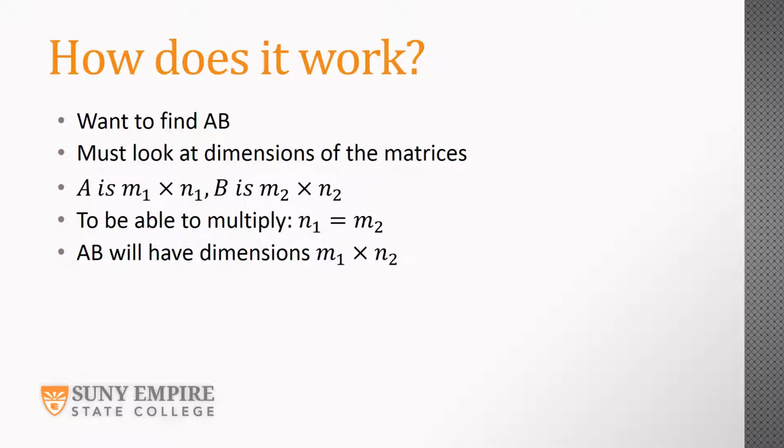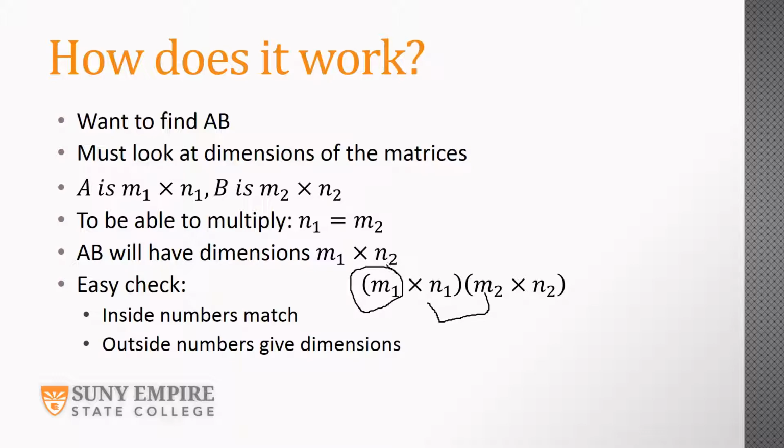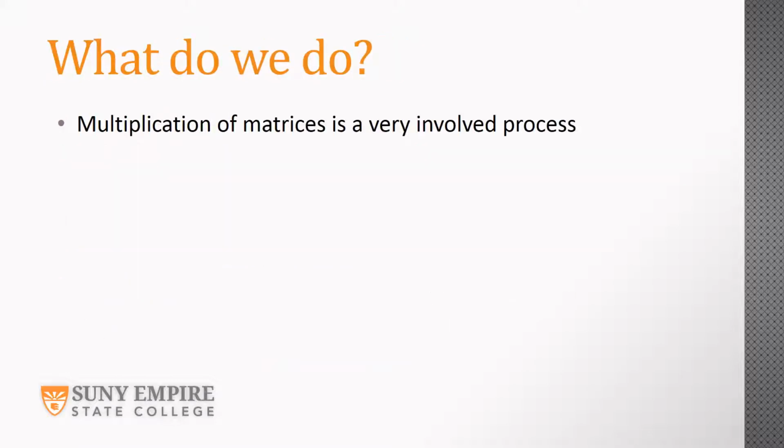An easy way to perform this check is to write the dimensions next to each other in the order of the multiplication. The inside numbers must match. If they do, the product will have the dimensions given by the outside numbers. This means that our product does not need to have the same dimensions as our original matrices. But how exactly do we do this multiplication?